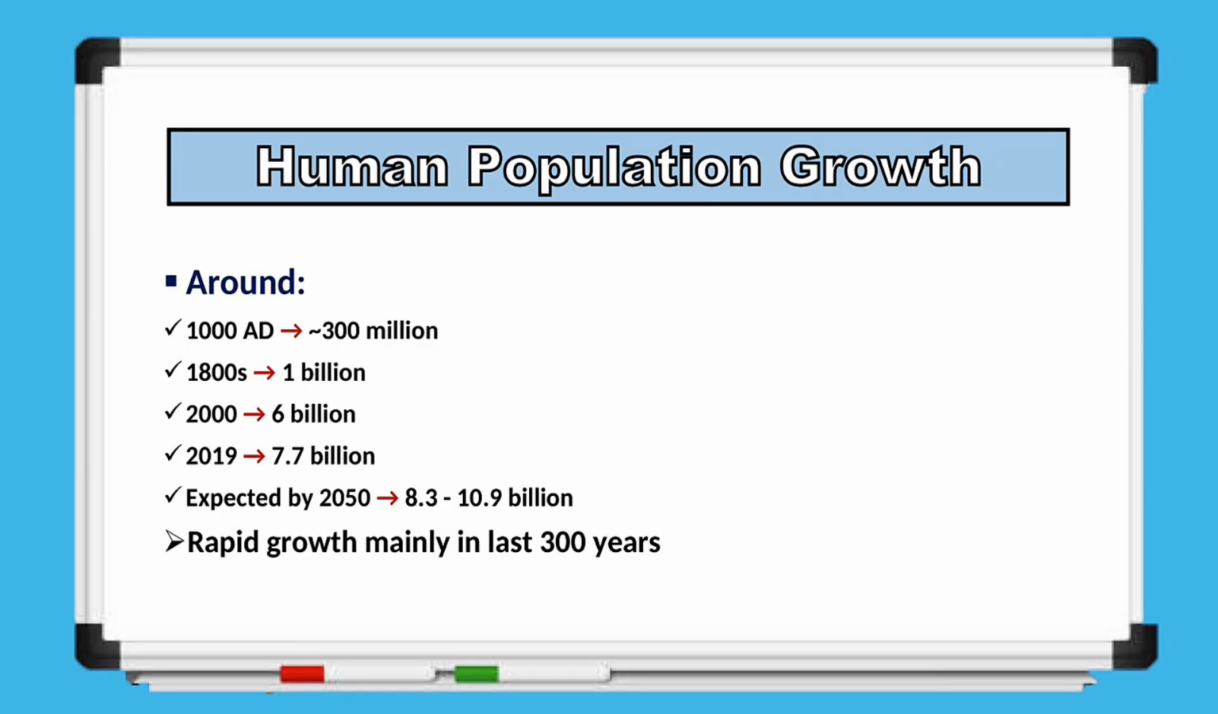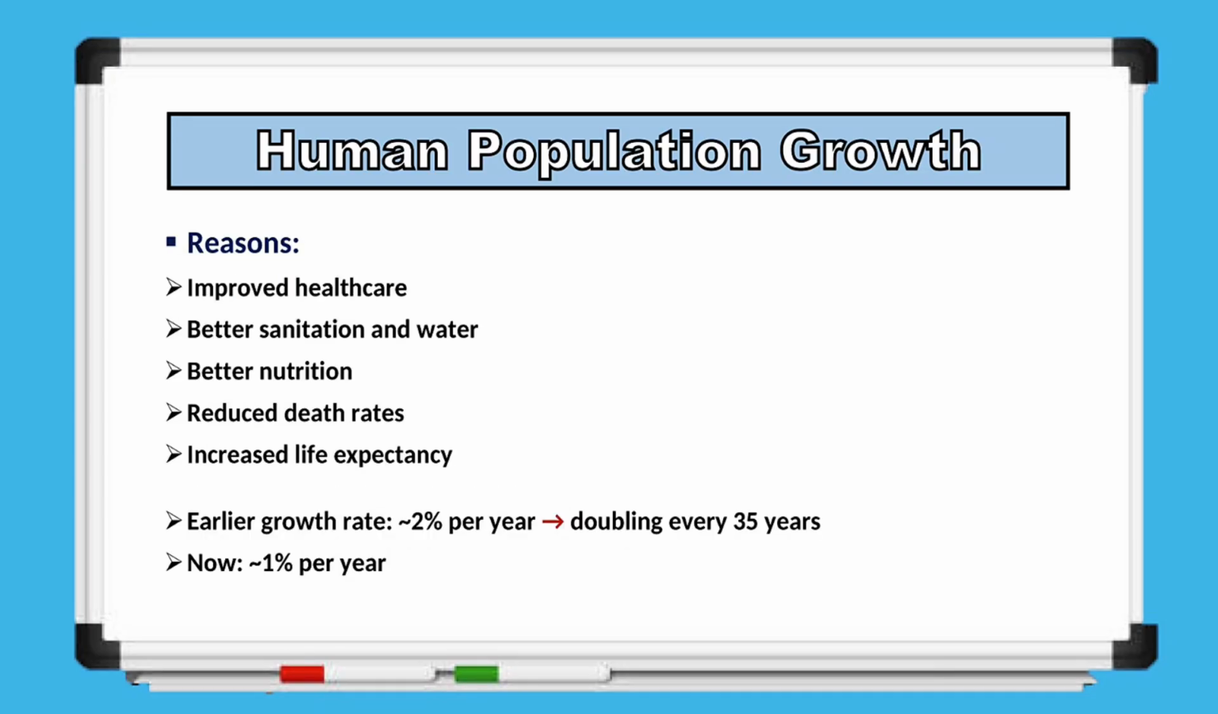This rapid increase has mainly occurred over the last 300 years because of improvements in healthcare, sanitation, clean water, nutrition, and medical technology. These advances have reduced death rates, increased life expectancy, and allowed more people to survive into adulthood. Although the global growth rate was once about 2% per year, it has now slowed to around 1% annually.